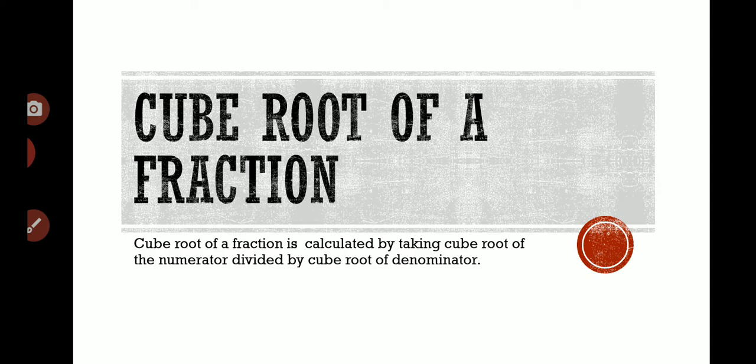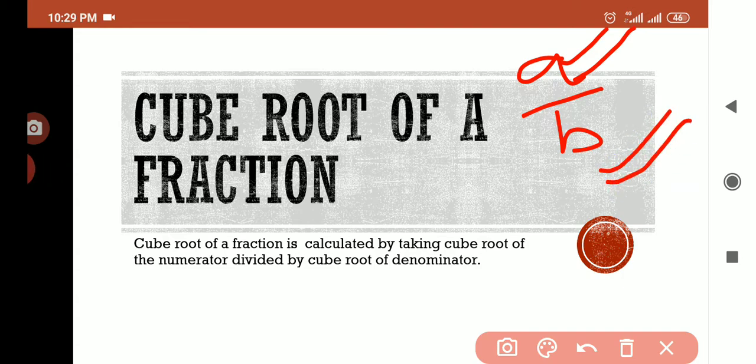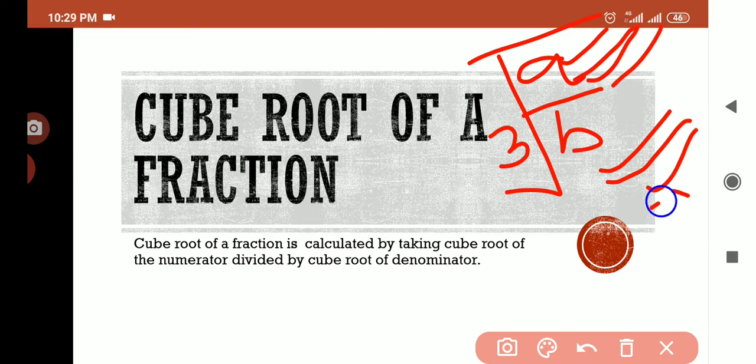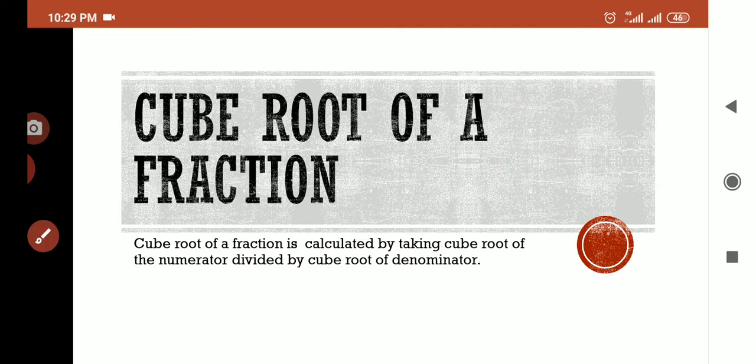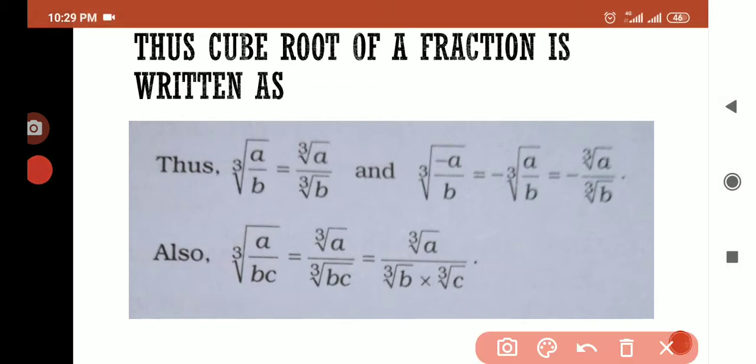Okay, so in order to find the cube root of a fraction, we know that in a fraction we have the upper number as the numerator and the lower number as the denominator. Let us discuss if a upon b is a fraction, a is the numerator and b is the denominator. So if I ask you to find the cube root of a upon b, then individually we have to take the cube root of the numerator first and then the cube root of the denominator, and then we have to divide. Is that clear?